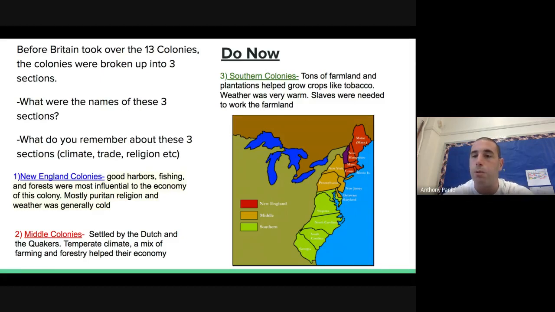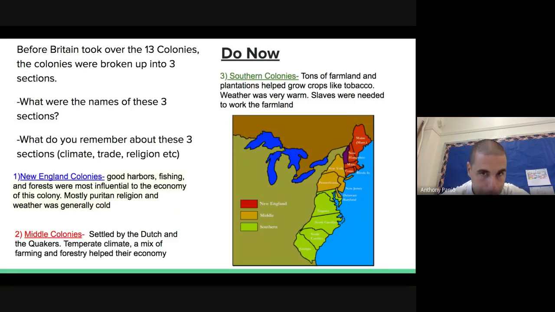In the South, the weather was very warm, so the climate was a lot different than what the people from Great Britain were used to. So when they got to the southern colonies, farming was a lot more difficult. A lot more people got sick in the southern colonies because they weren't used to the climate. But over time, as generations grew, they started to get used to it, and things got a lot better.